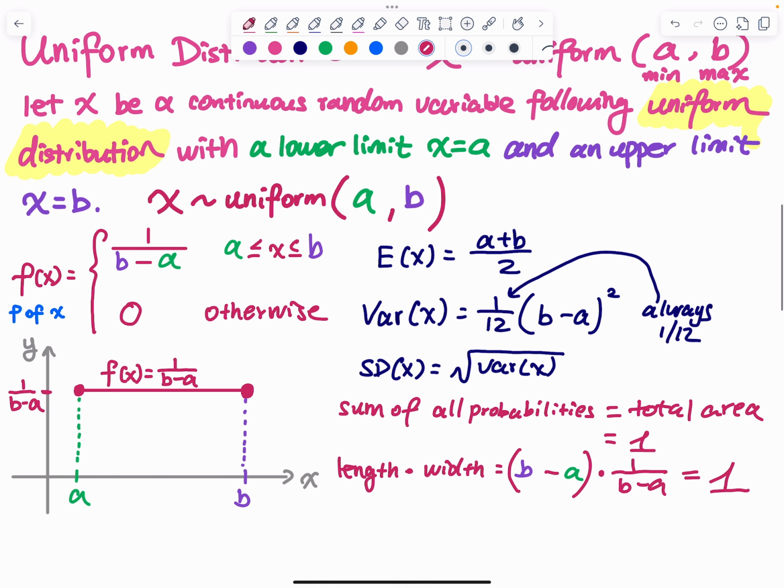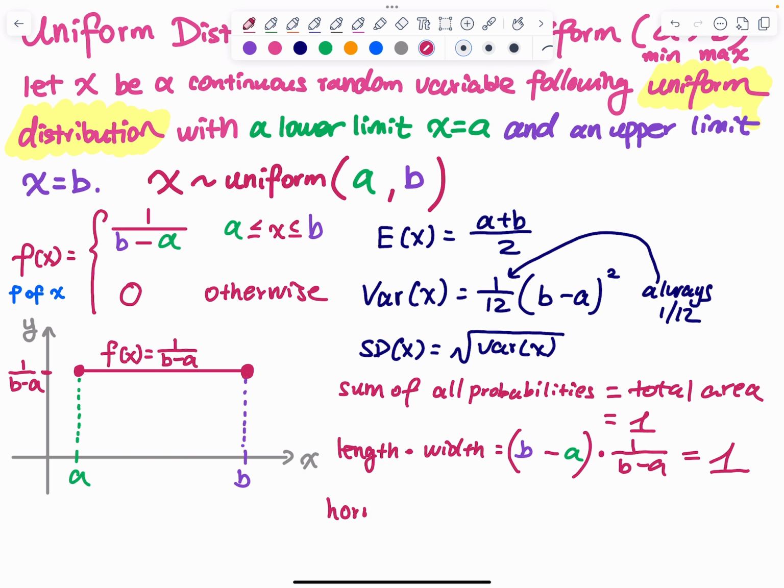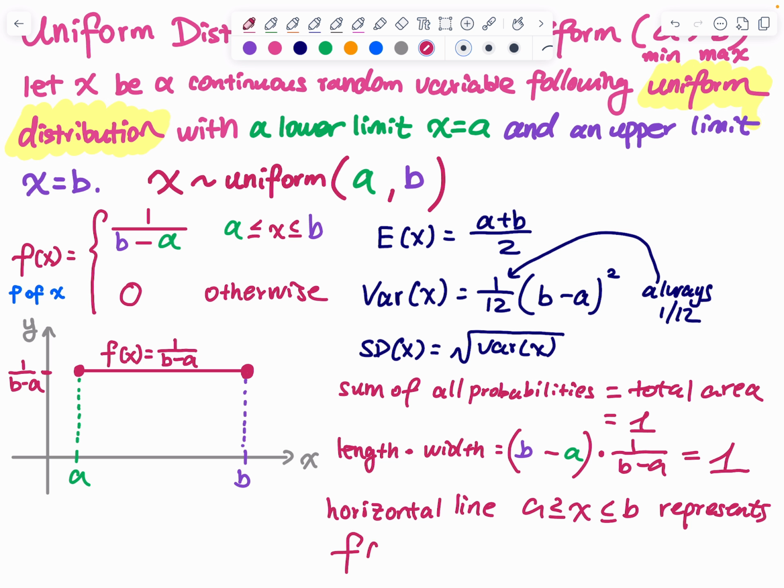And then let me say this again, this horizontal line between A and B represents f of x equals 1 over the bigger value minus the smaller value. And then you need to make sure that x lives between A and B. This is a horizontal line. The line lives between A and B. We have one horizontal line. The horizontal line lives between A and B.